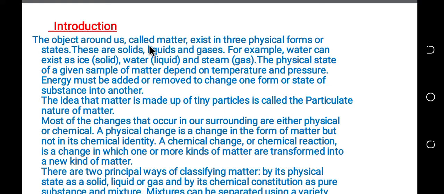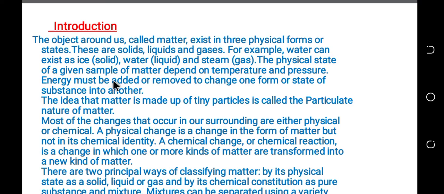The objects around us called matter exist in three physical forms or states. These are solid, liquid and gas. በአካባቢያችን በዙሪያችን ያሉ ማተሮች የሚገኙት በሶስት ሁኔታዎች ነው። በሶሊድ መልክ፣ በሊኩዊድ እና በጋዝ መልክ ይገኛሉ። For example, water can exist as ice in the form of solid, as water in the liquid form, and as steam or gas, እንፋሎት ሆኖ.